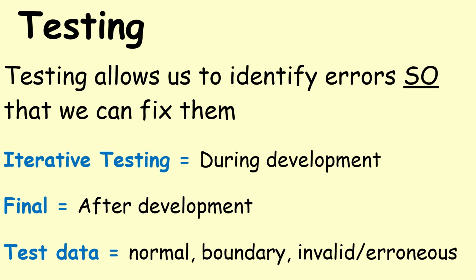We want to test things that are right on the edge of what should be accepted. So if we wanted to allow people to enter an age up to and including 100, then 100 would be an example of boundary data, because I want it to accept that and I need to check that it does. And then invalid or erroneous data that should not be accepted by our program, and we would expect to see an error message, because we also want to check that if someone shouldn't be able to type in 150 as their age, that it doesn't allow that.